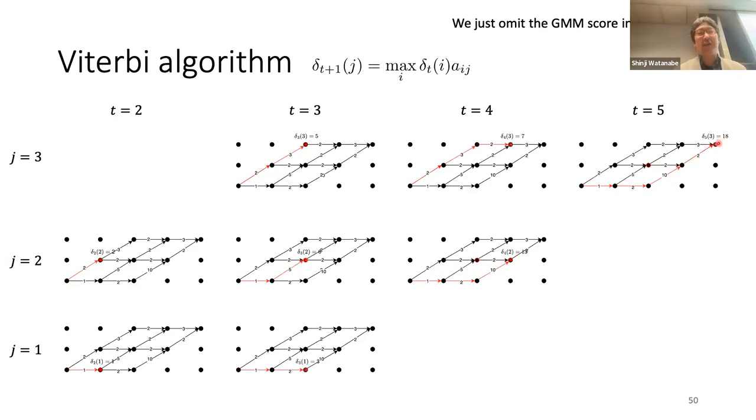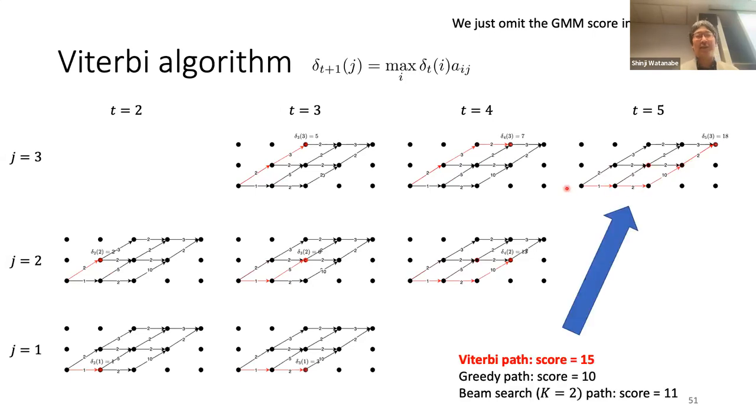But anyway, the answer is actually this one. And let's check it. This Viterbi score is 15, way better than the greedy score or beam search score. So the Viterbi score can find the most likely sequence. By the way, why this kind of thing happens is that there is a very large score here.